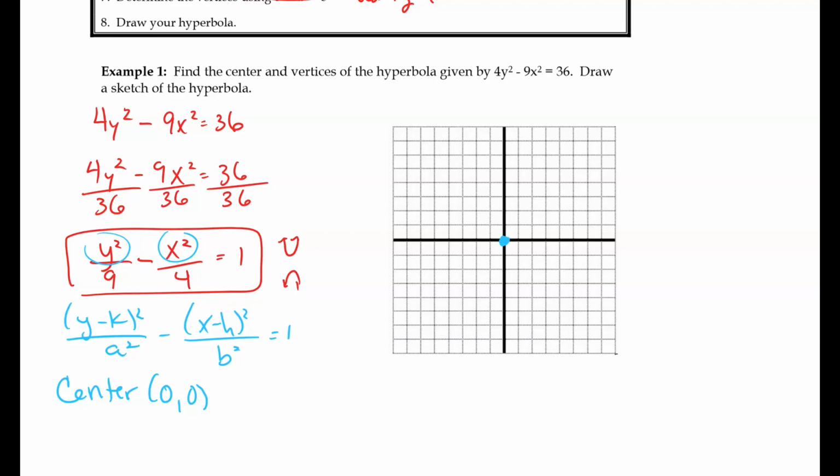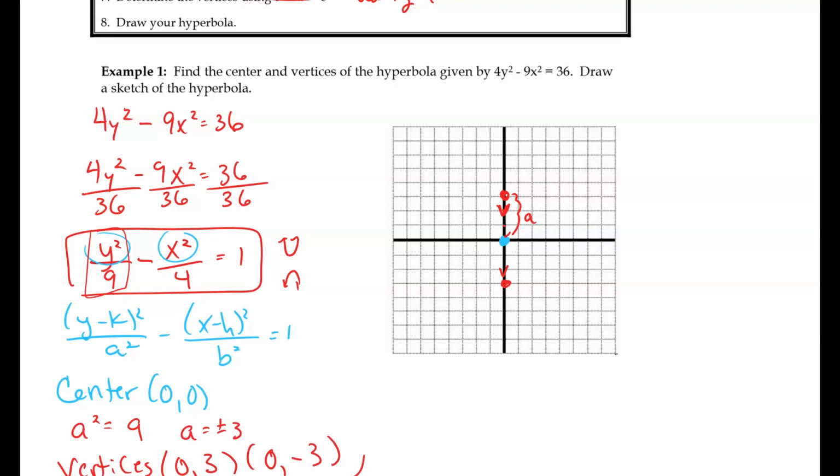Now the next piece of information I need is a. a is always underneath the positive. So a squared is equal to 9, so a is going to be plus or minus 3. Now, it is underneath the y squared, which means I take my a distance and I move in the direction of my y's. So I go up 3, 1, 2, 3, and then I go down 3. And those are my 2 vertices. So that's the distance of a. So what are my vertices? We're going to be at 0, 3, and at 0, -3. All right, so I have my vertices.